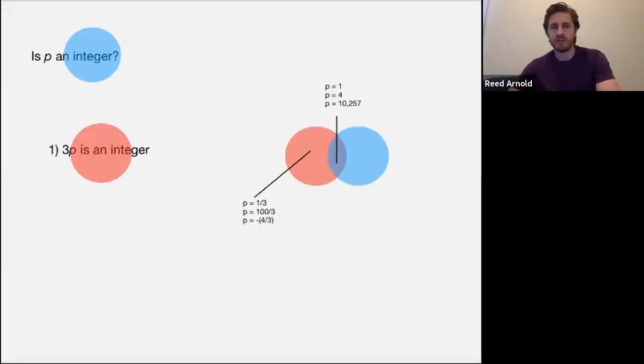We want to know, is P an integer? In the more abstract world, am I in the blue circle or not? The circle of integers.